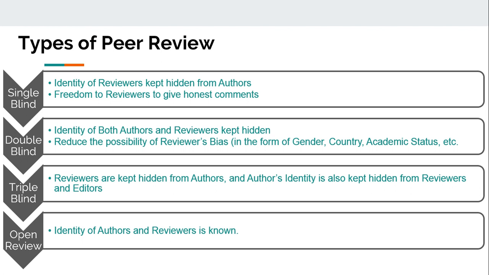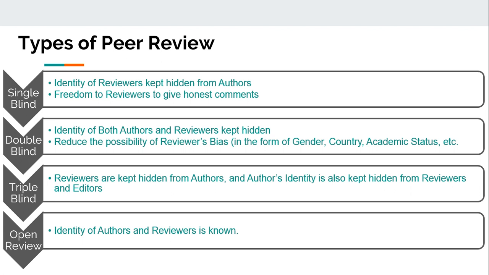And the third one is triple blind. It is a very special case where reviewers are kept hidden from authors, which is similar to double blind, and the author's identity is also kept hidden from reviewers. Up to this level, it is equivalent to double blind. But what happens in triple blind is that the author's identity is also kept hidden from the editors as well as the reviewers. This happens at the very first stage, where the author details are cut off from the paper so that the editor and the reviewers are both unaware of the author's identity. So this is all about how the triple blind peer review process happens.